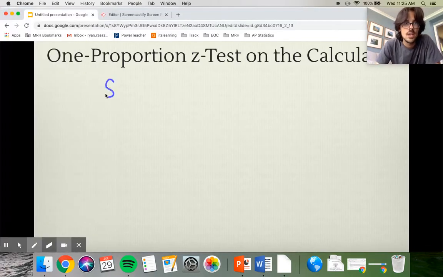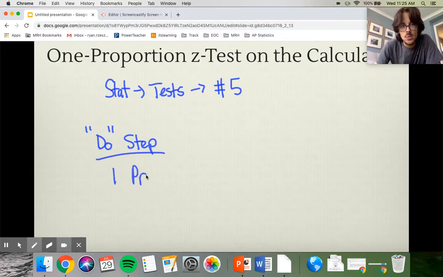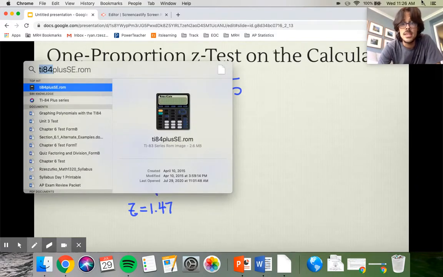What we did is we went Stats, we went Tests, and we chose number 5 for this. For the actual work you would need to show on your do step, you need to give the name of the test. The name of the test was a 1 proportion z test. You need to make sure you give the test statistic. We got z equals 1.47. And you need to make sure you give the actual p-value.